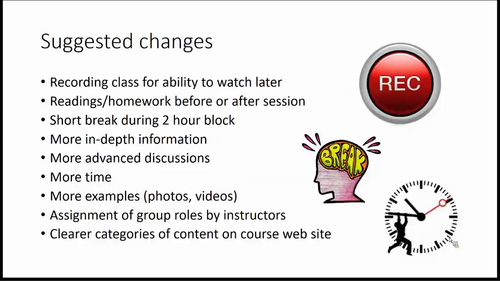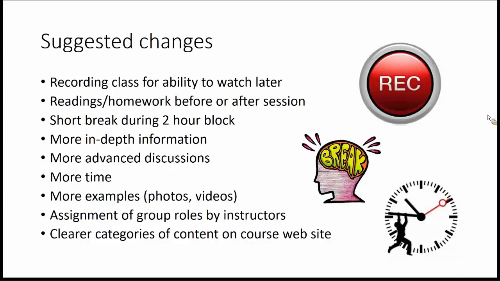So suggested changes. After 1 or 2 sessions, we had a couple people ask if we would be recording. And we decided to record the last 2 sessions so they could watch it later.